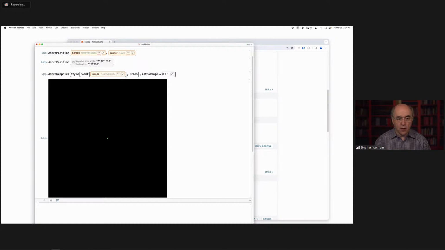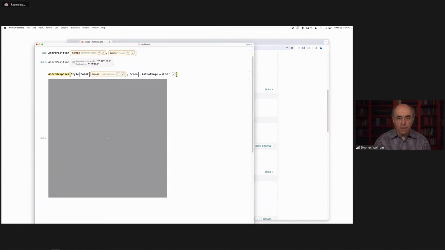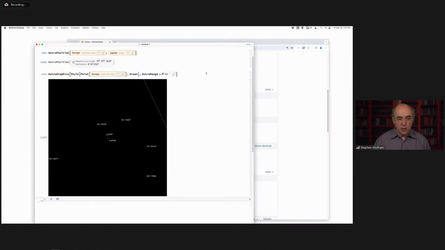I think there's a good chance. Yeah, there we go. There's a little green dot there. Okay. Let's increase the range from 1 arc minute to, let's say, 50 arc minutes, and let's recompute this. Okay, there we go. So there's a little dot for Europa. There's Jupiter, and there's a bunch of stars, fixed stars around it.